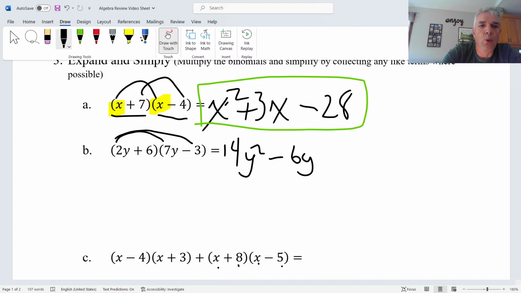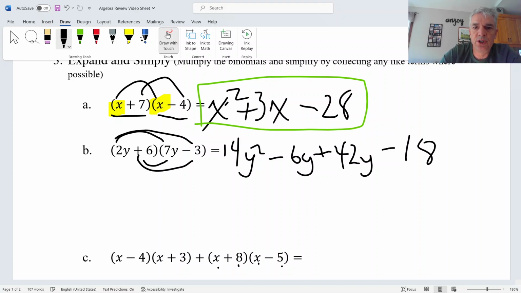Then the next one, we're done now. The 2y has multiplied by both of the terms in the other binomial. So now we take the 6 and multiply it by them, and we call this the inside two. So they use the first two, outside two, inside two, which is 6 times 7, which is positive 42y, and then finally 6 times minus 3, which is minus 18. When you do this method in that particular order, you will always end up with two like terms in the middle.